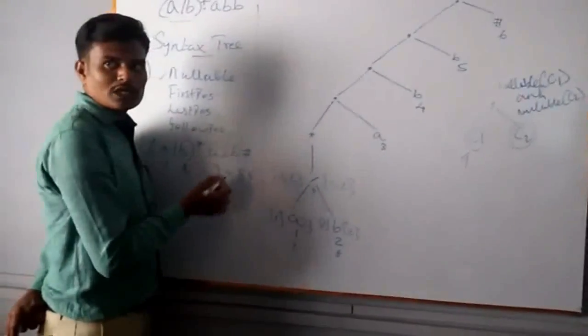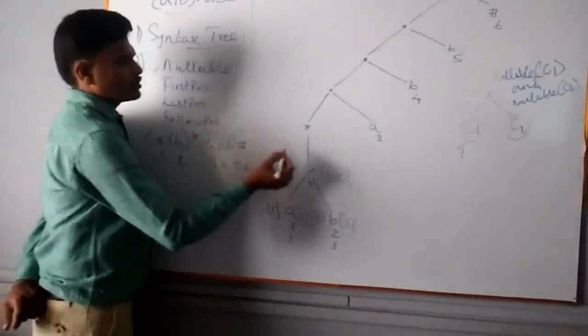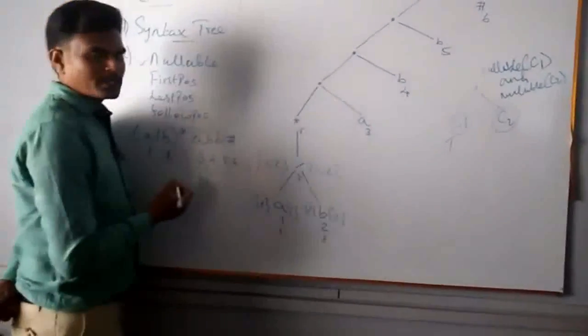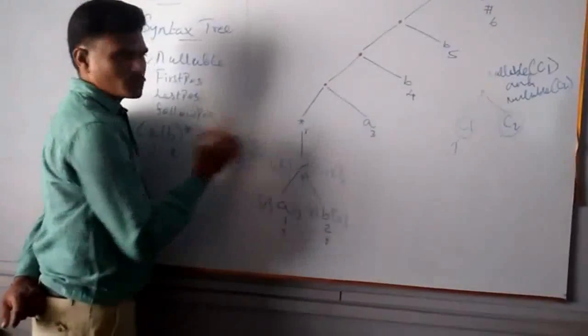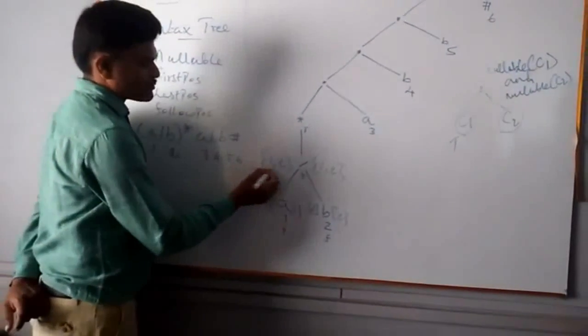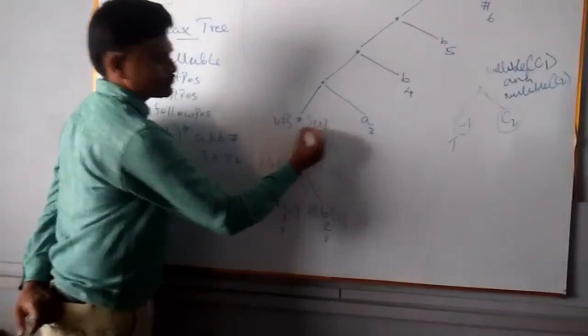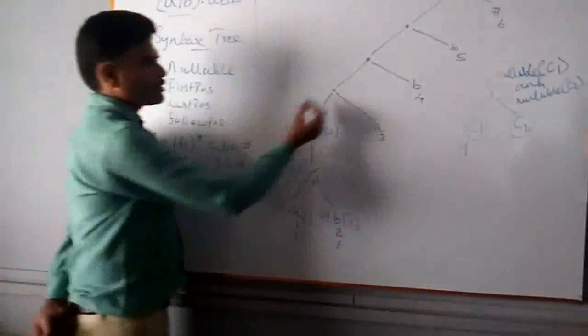The star operator will have only one child node. The nullable value of the star operator is true, so we will have true. Since there is only one node, the first position of C1 will be the answer for this top node, so we will have 1, 2, and here also we will have 1, 2. And then next we have to find it for the dot operator.